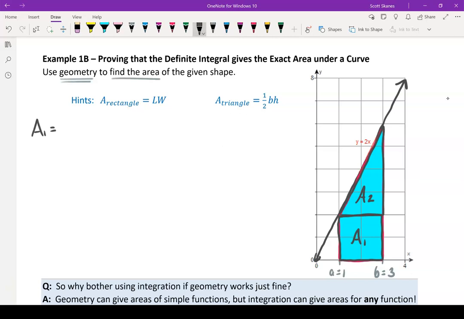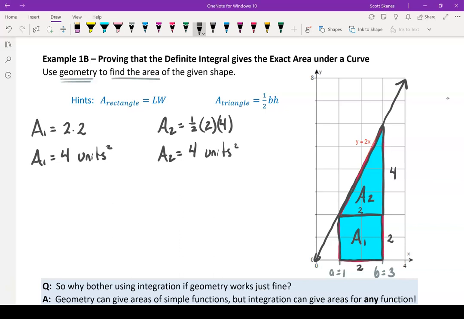So area 1, our square region, is going to be length times width. We can see here on bottom that the length is going to be 2 and the width is going to be 2. So this is 2 times 2. And the area in total is going to be 4 units squared. Okay. Area 2, our triangular region, is going to be 1/2 the base times the height. We can see that the base is still 2. The height is actually 4. So it'll be 1/2 the base 2 times the height 4. And that will give us 1/2 of 8, which is 4 units squared.